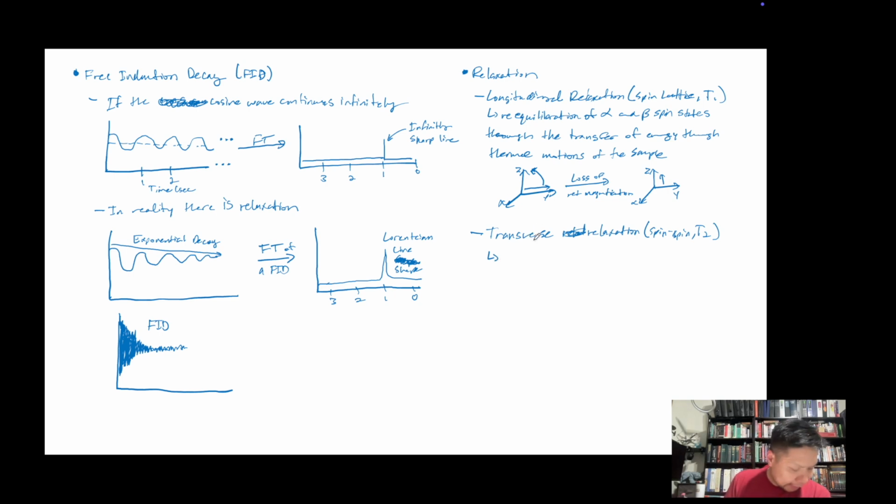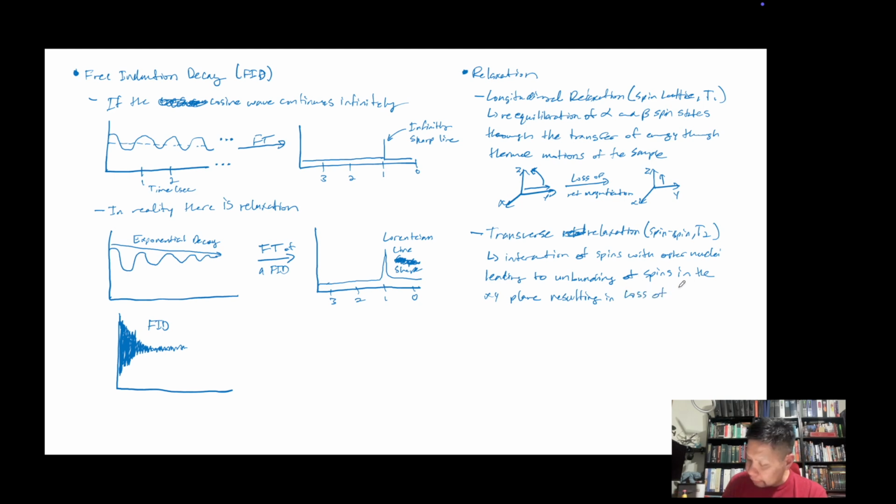This is the interaction of spins with other nuclei leading to unbunching of spins in the xy plane, resulting in a loss of net magnetization. So what does unbunching mean?